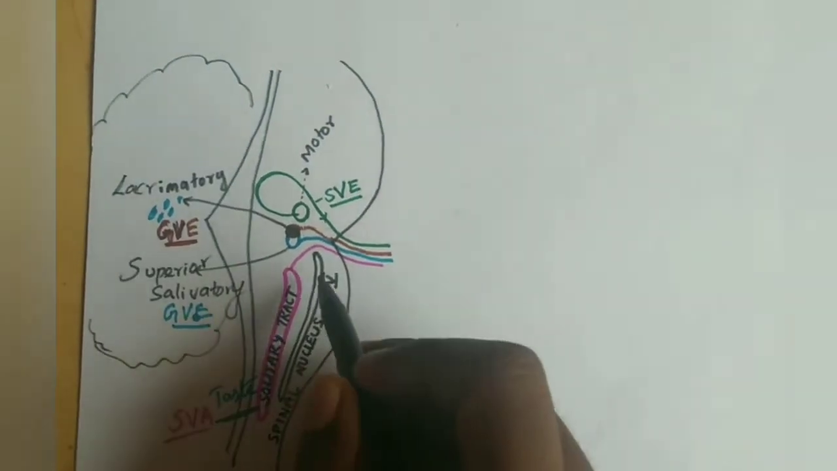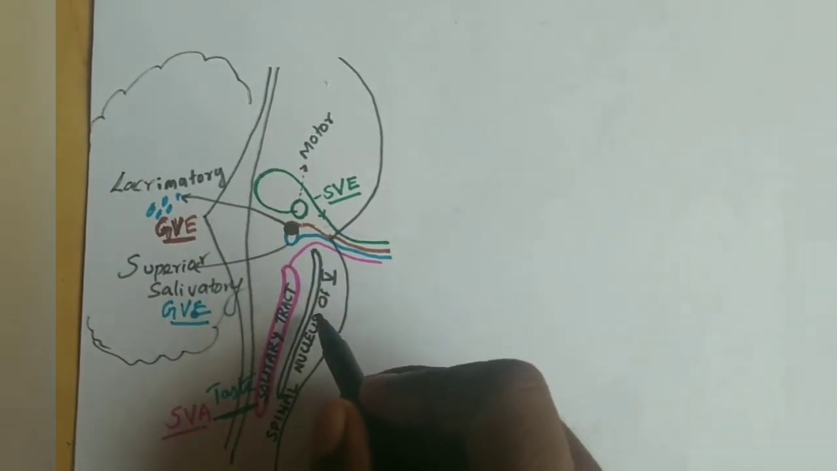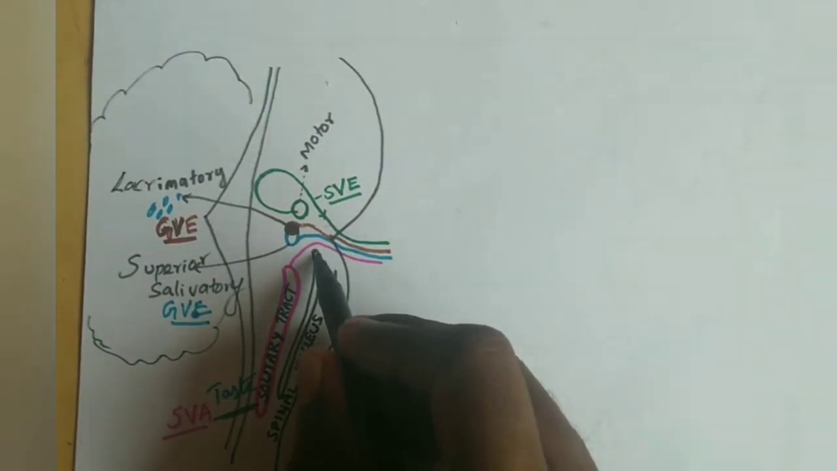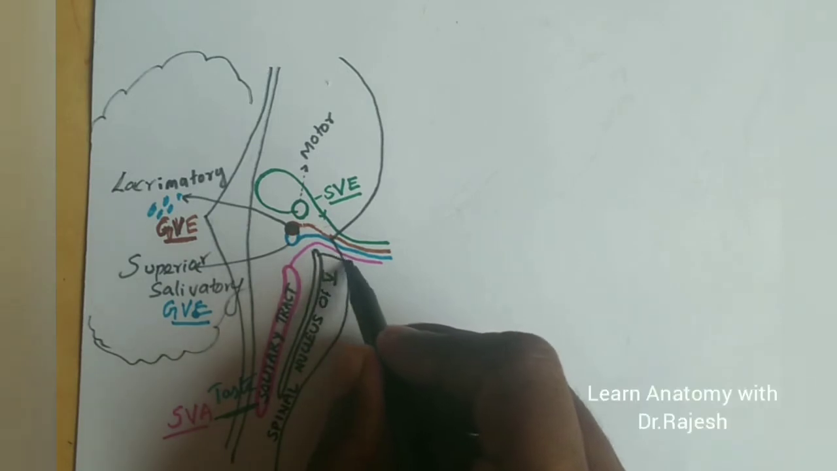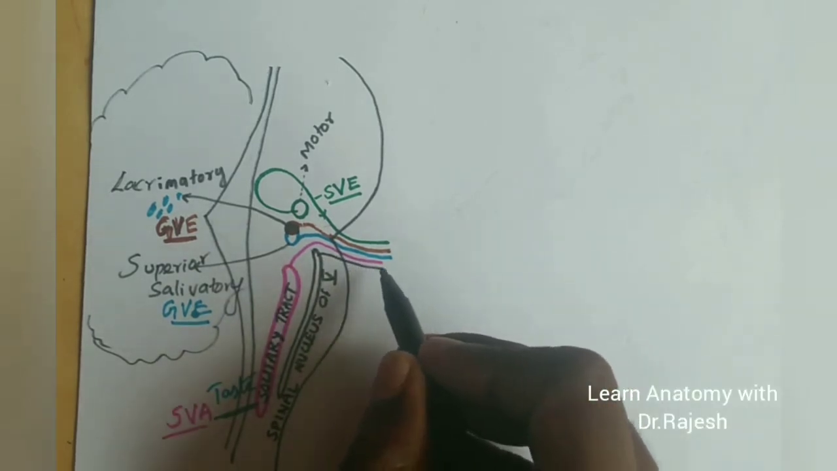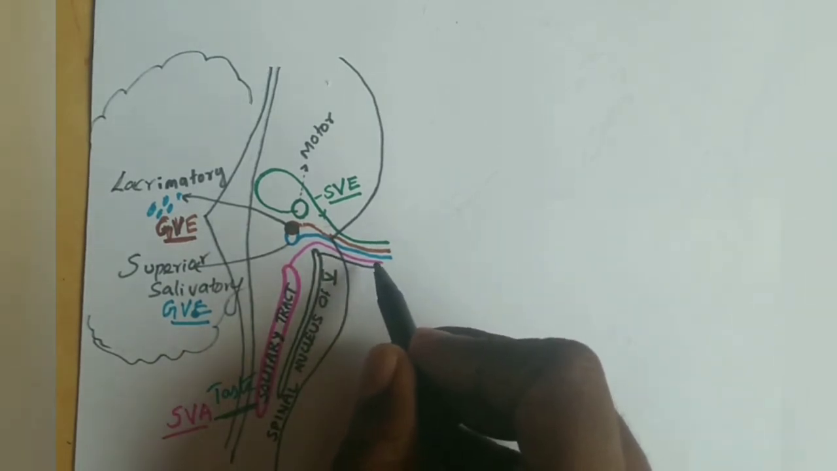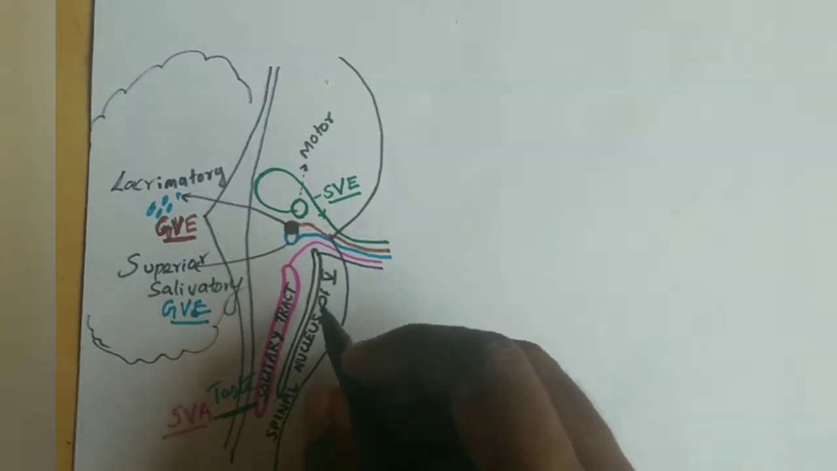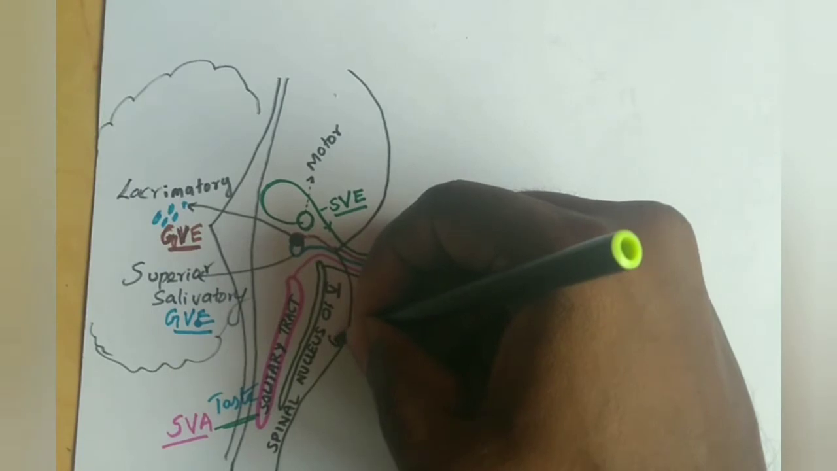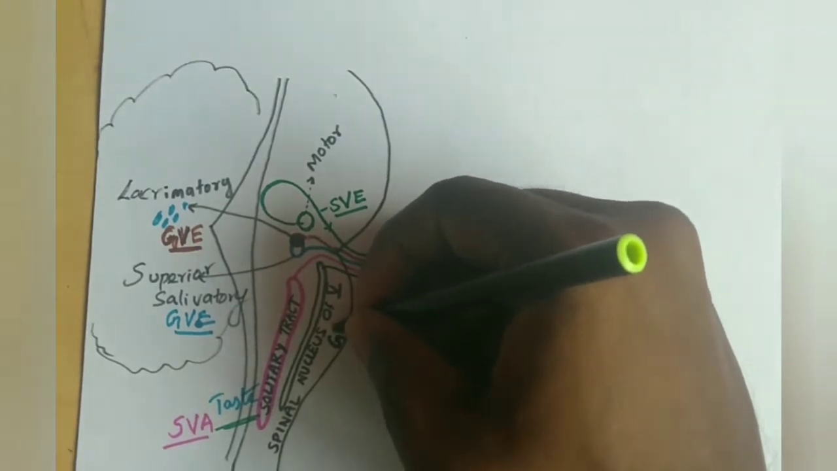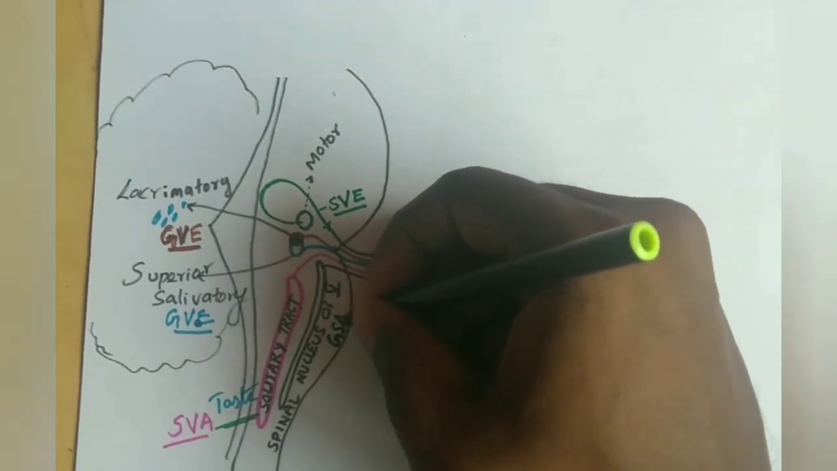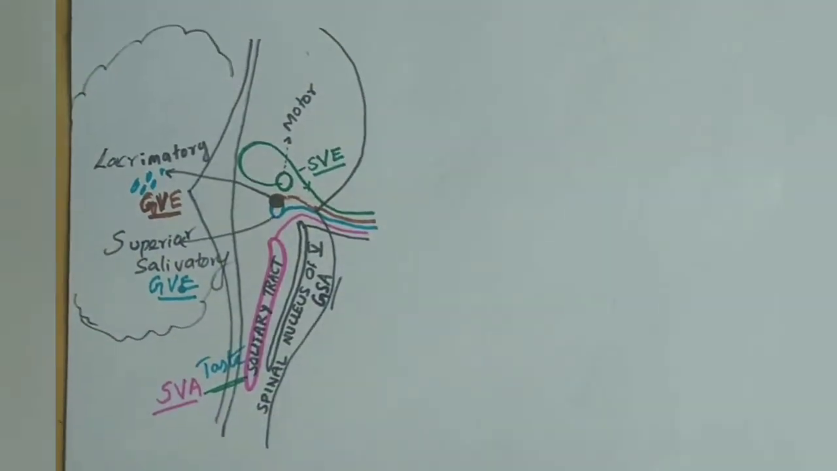Then the last one is the spinal nucleus of the trigeminal nerve. Whatever fibers are coming from here are going to carry the general sensation of a small part of the external ear, and hence it is called general somatic afferent fibers.